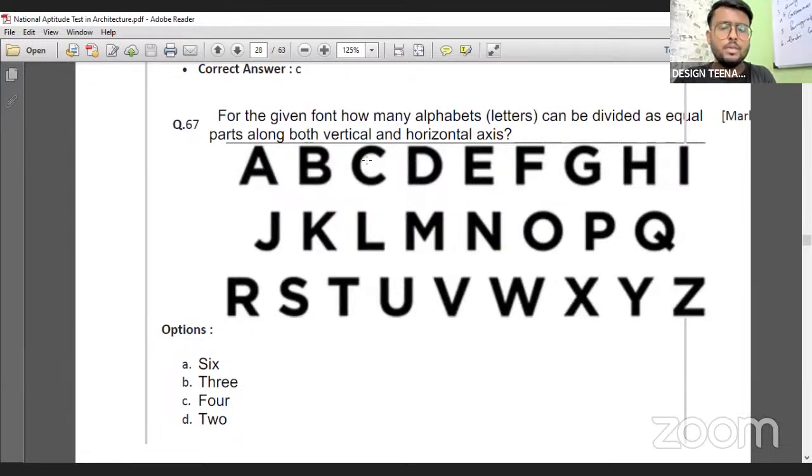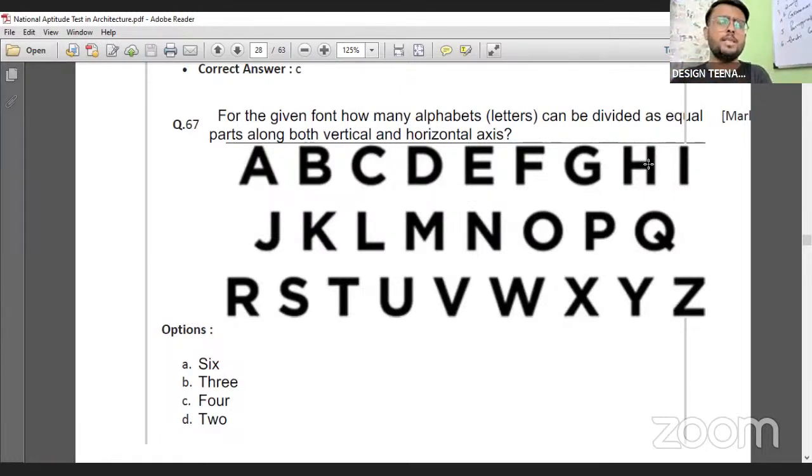For B, no. C, no. D, in this way it looks the same, horizontally it doesn't look the same. E, it looks the same in this, not. F, no. G, no. H, is H coming under this category? Yes or no? Quickly. Yes.